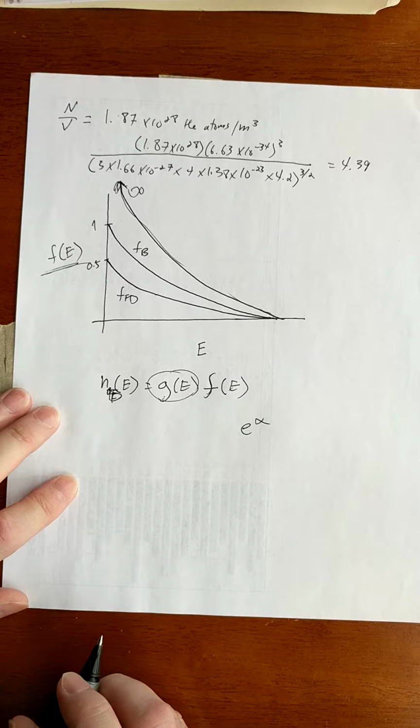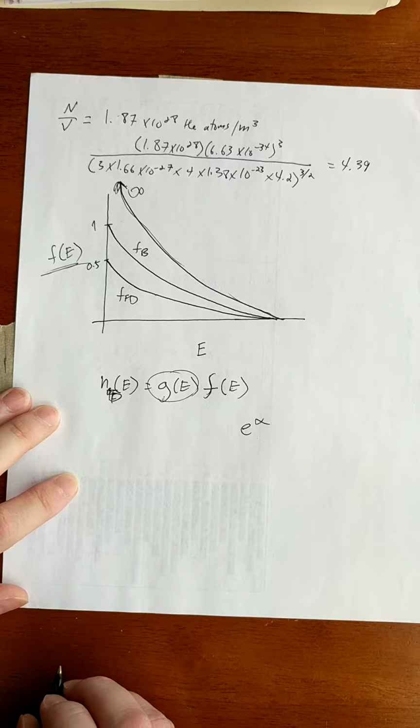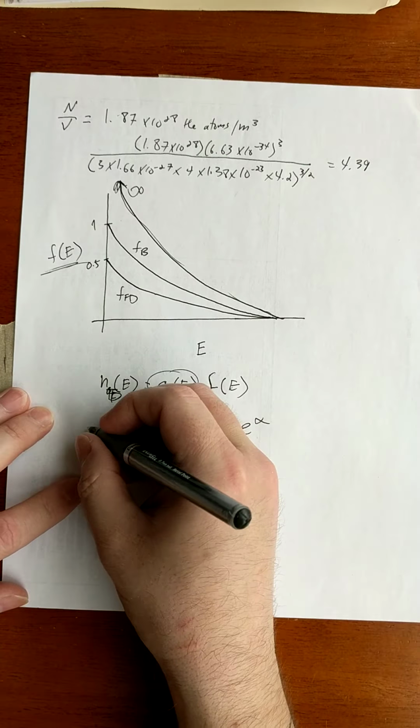So we need to find what the density of states is for these types of systems. So for an example of finding this density of states, we're going to consider an equilibrium system of n classical particles.